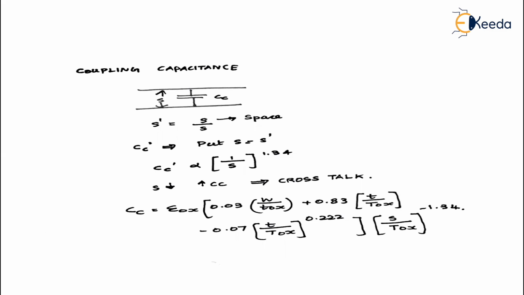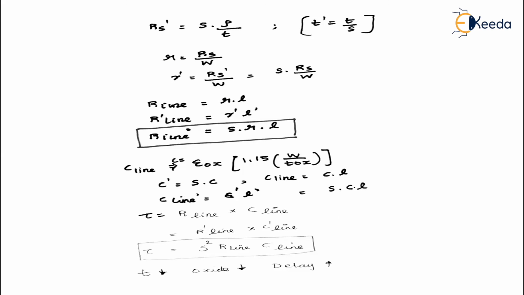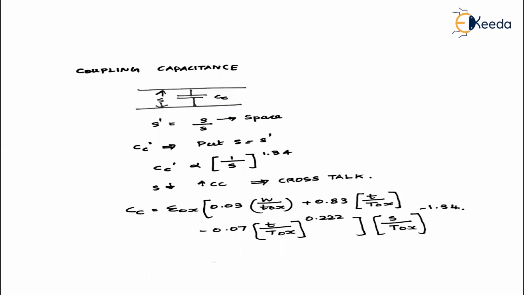So far in this video, we saw that when I scale down the width as well as the length of my interconnect, our delay is reduced by S square, whereas if I reduce the thickness and oxide thickness, my delay is increased by a factor of S square. So simple it is. And also the coupling capacitance: if I scale down the space between the interconnects by a factor of S, my coupling capacitance will increase, and that is going to give rise to another concept called crosstalk, which we will see in our next video.